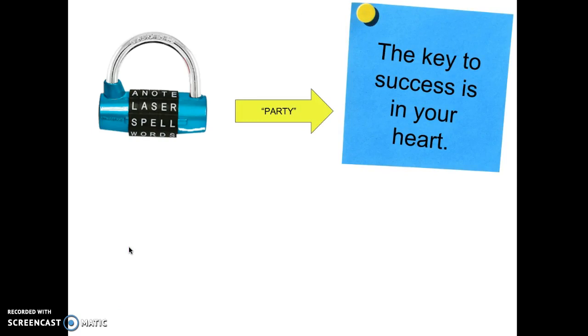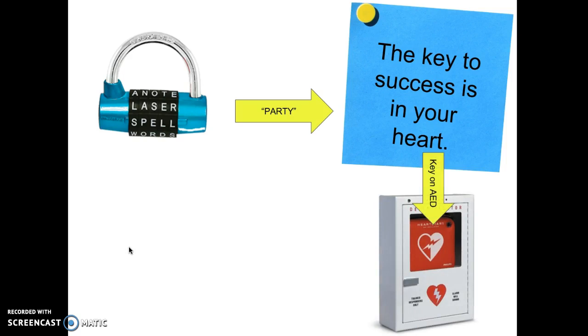When they were able to unlock the lock by using the code "party," they were able to open up a satchel with a post-it that had another clue, which said "the key to success is in your heart." What that was trying to point the students to was the AED, which was attached to the building, and they were on the outside of the building. So if they went to the AED, they would have found the key located on top of the box.